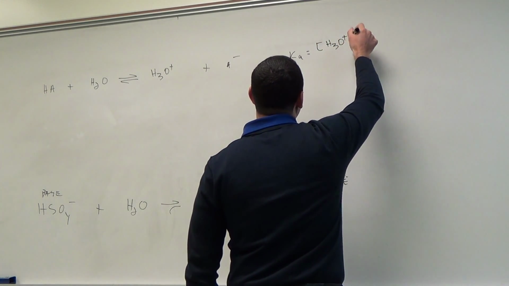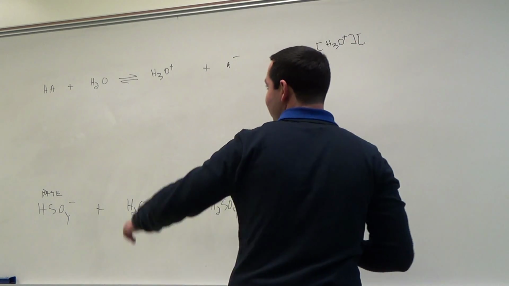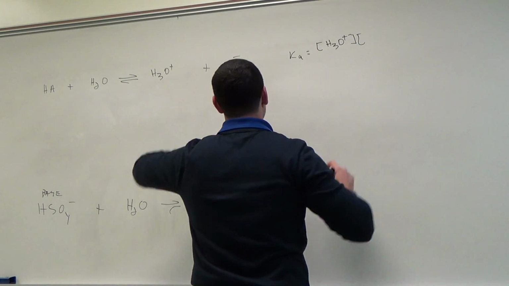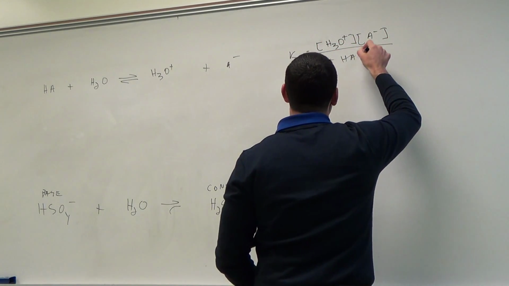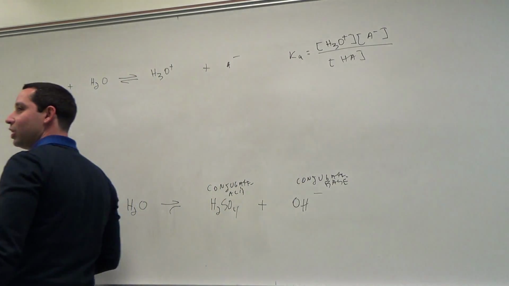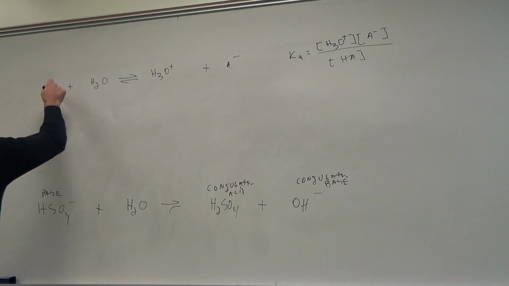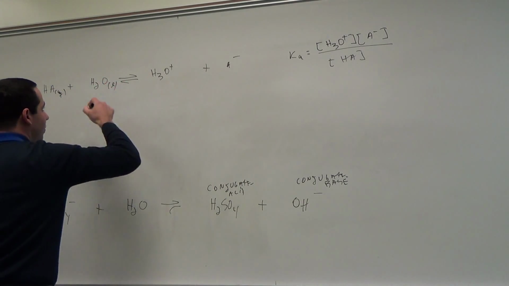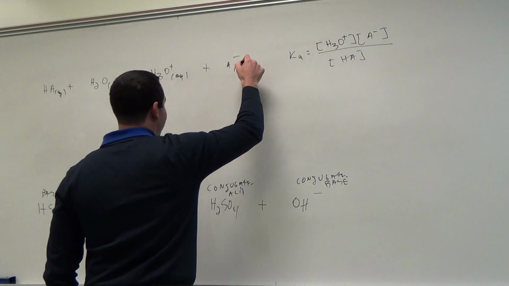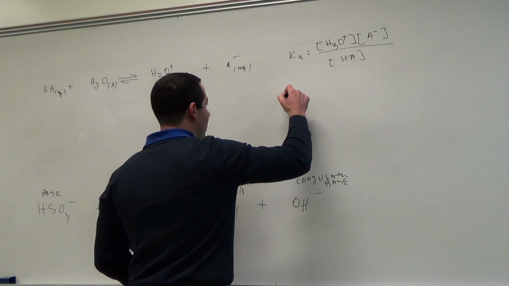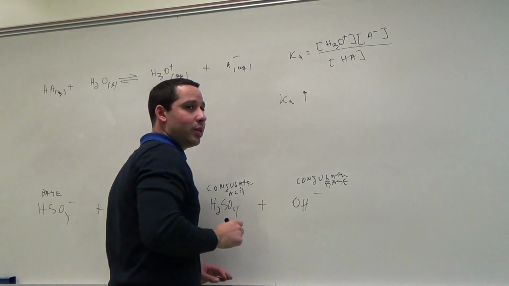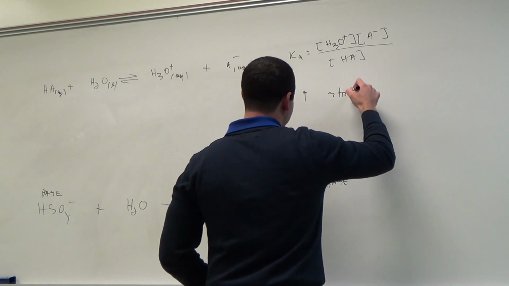The equilibrium constant is the concentration of the products divided by reactants. H2O is not included because H2O is liquid. So this is aqueous, this is liquid, aqueous, and aqueous. Now don't you worry about it, we're not doing ice charts, okay? But you do have to know that the higher the Ka, the stronger the acid.